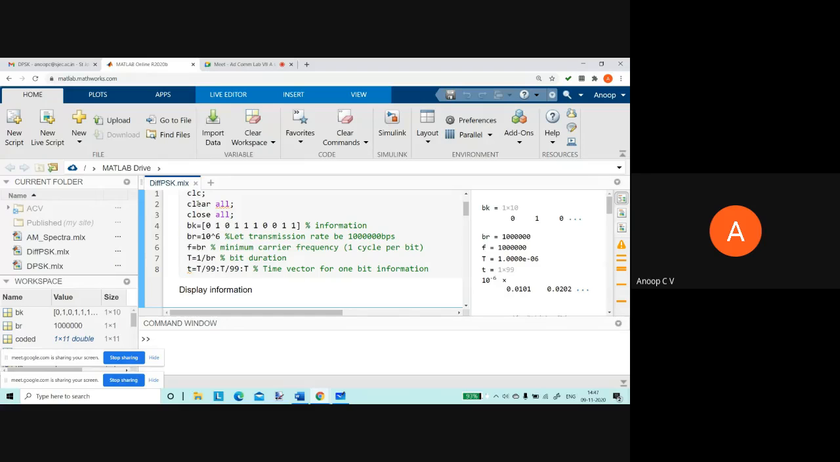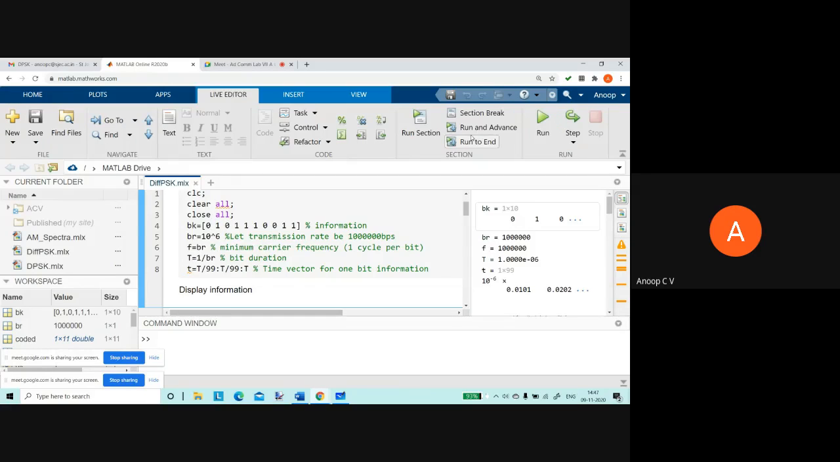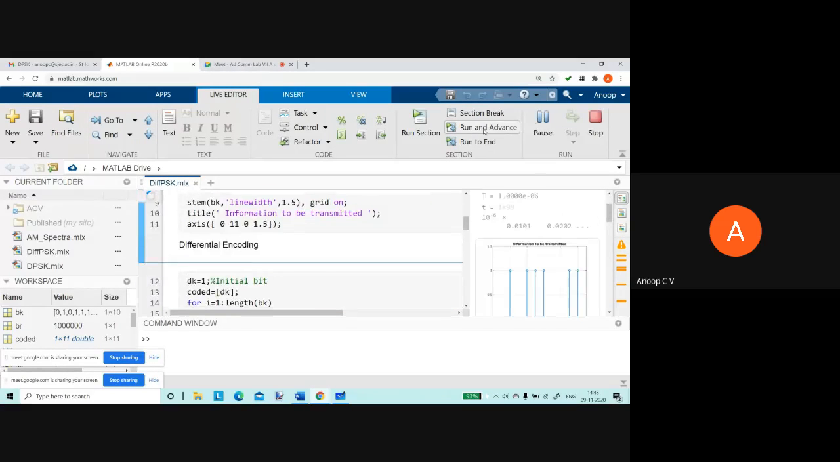So I think this first part is fine. What I'll do is go to the live editor and write section by section. Initially we have defined all the inputs, and whatever we can derive from those inputs, we have done that also. So I'll run and advance now. I've run and advance.